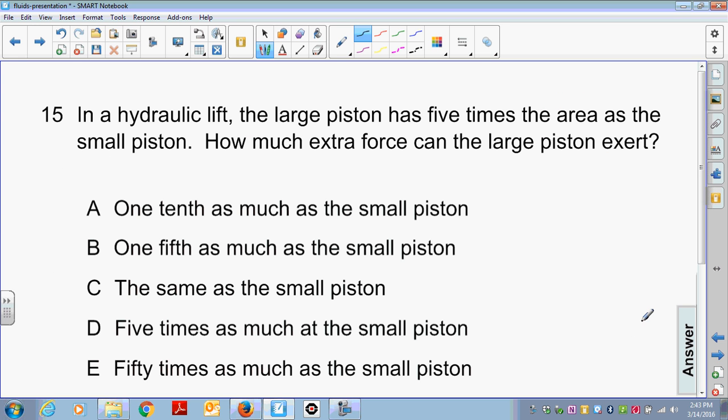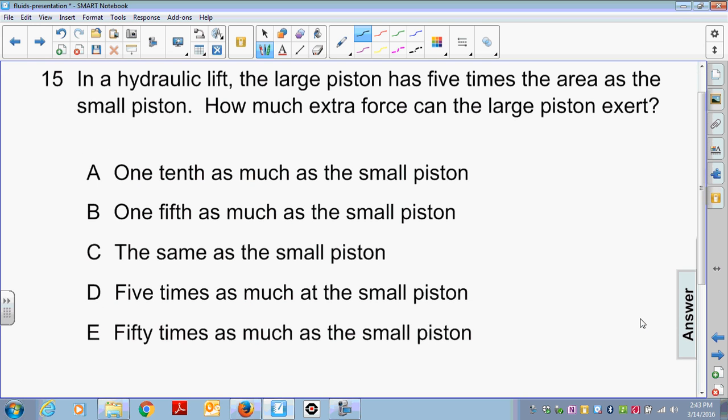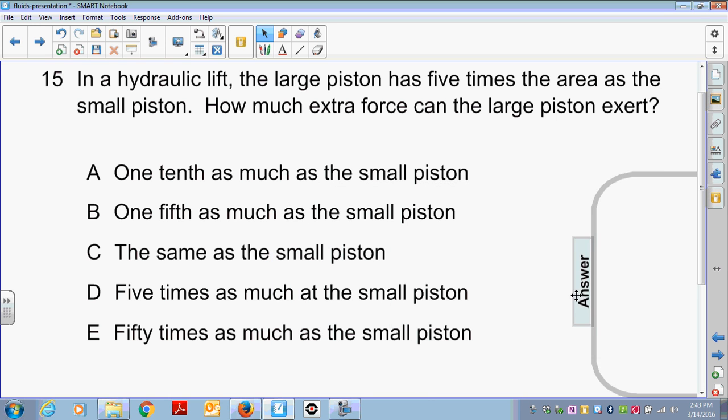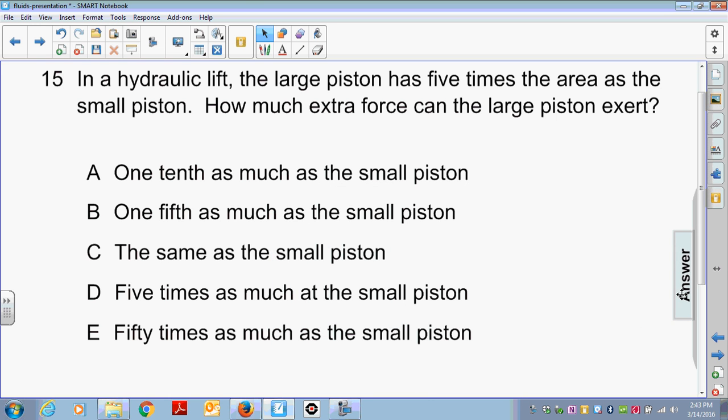In a hydraulic lift, the large piston has 5 times the area as the small piston. How much extra force can the large piston exert? Go ahead and pause the video. Okay, so let's see if you chose the correct answer. Hopefully you chose D. It'll be 5 times as much as the small piston.